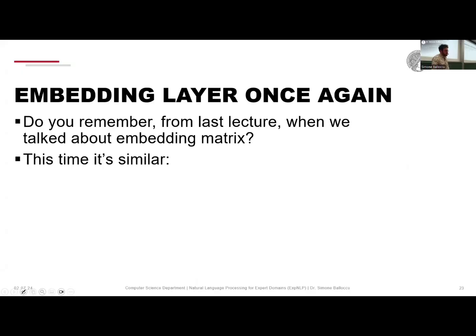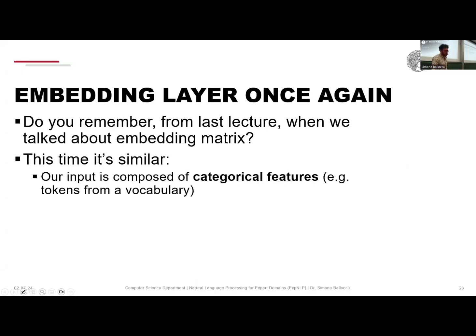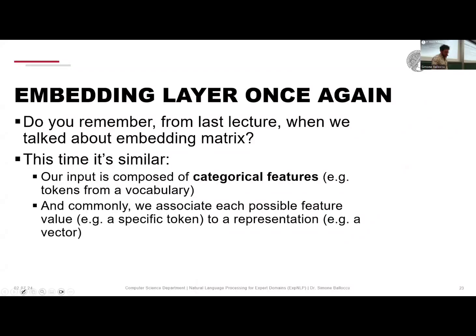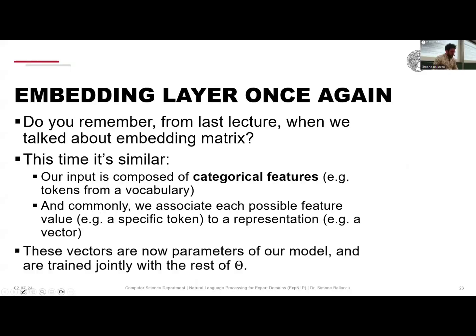This time it is simpler because our input is categorical features, for example, the tokens from our vocabulary, and we associate them to a representation, for example, a dense vector. And again, if you associate each word to a vector, you might as well build a big matrix, as we saw. If you don't remember why, this is just easier than doing n linear vector multiplications. Go back to the lecture, we have an example on that. These vectors are now parameters of our model and are trained jointly with the rest of the other parameters.